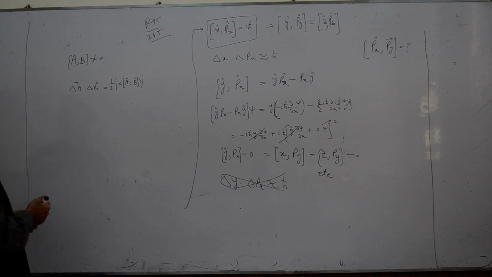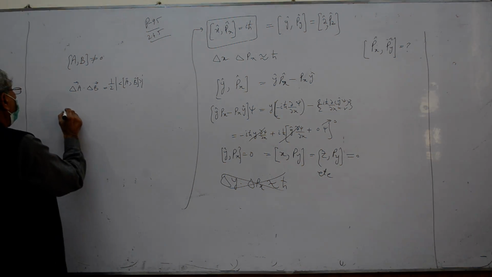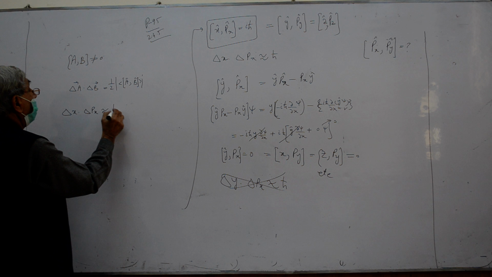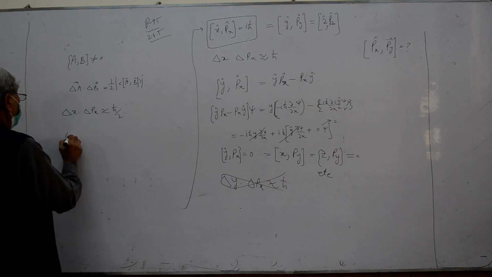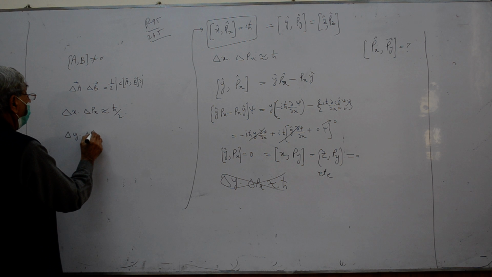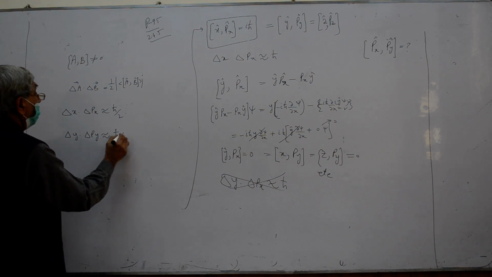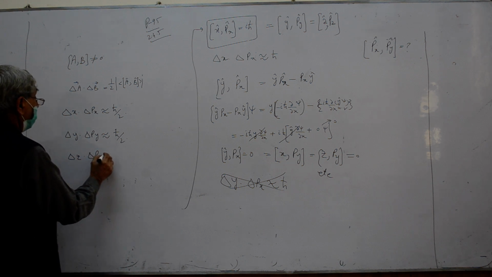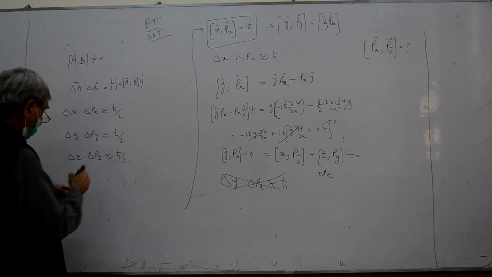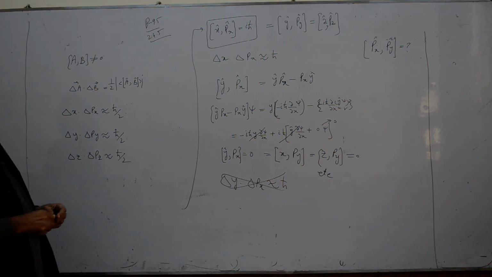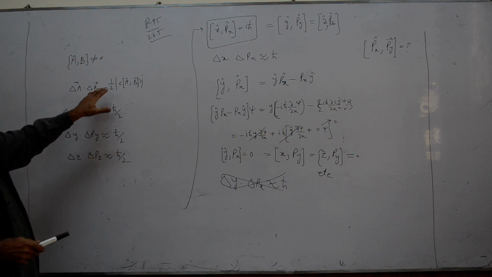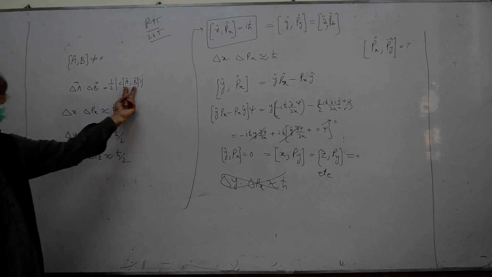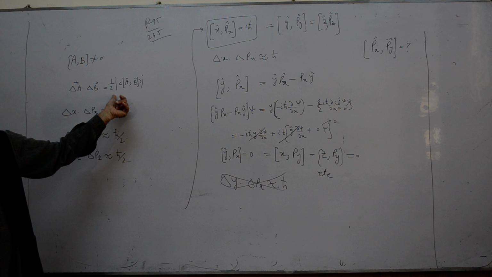Based on this, he has derived this. Delta X delta Px is of the order of h bar over 2. Delta Y delta Py is of the order of h bar over 2. Delta Z delta Pz is of the order of h bar over 2. अच्छा जी, very powerful relation. If A and B commute, what will happen to this? 0. तो ये 0 हो जाएगा.